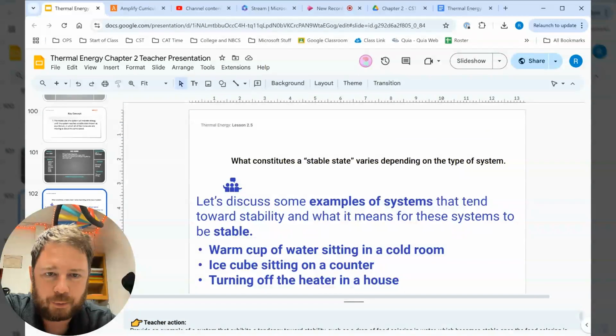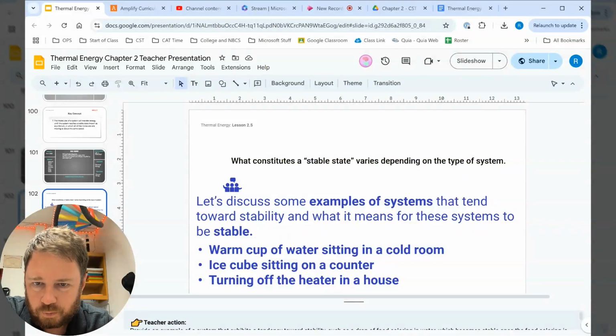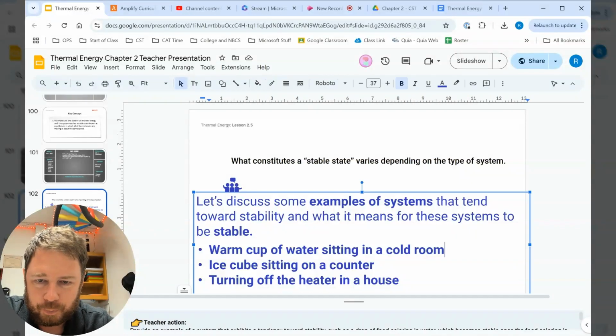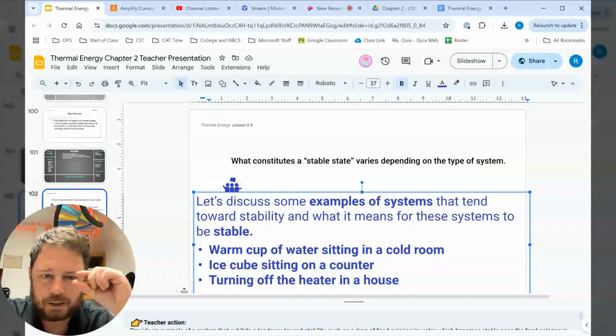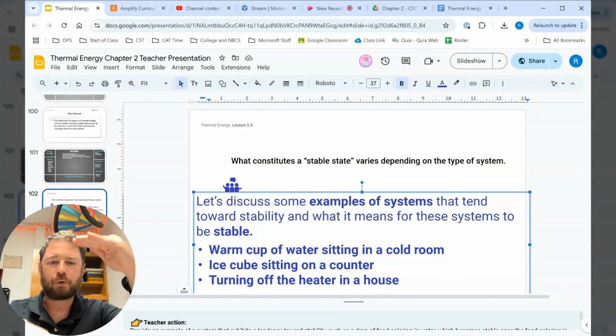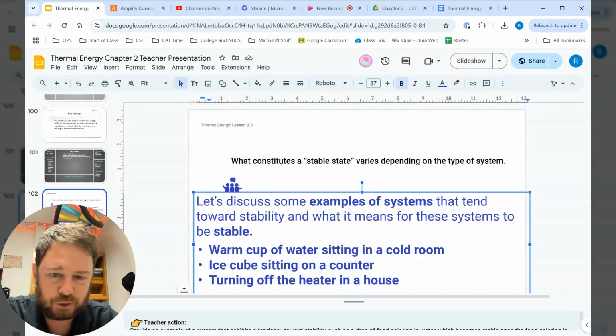So let's look at stable state for a couple systems. If we have a warm cup of water sitting in a cold room, over time, the water will cool down and the room will warm up until they reach the same temperature. The water might cool down a lot and the cold room might warm up a tiny little bit because there's so much air, but both will come until they're at the same temperature.